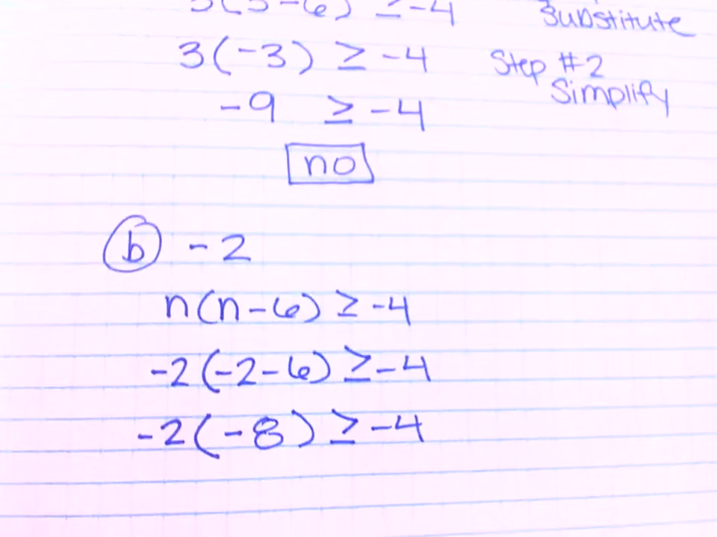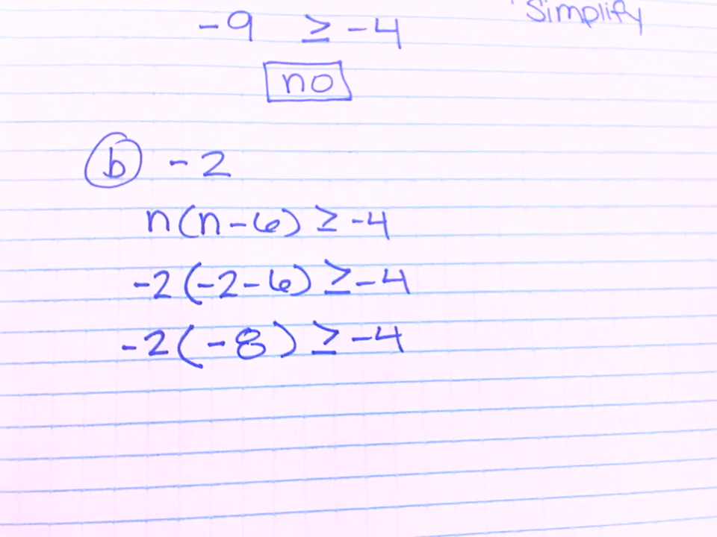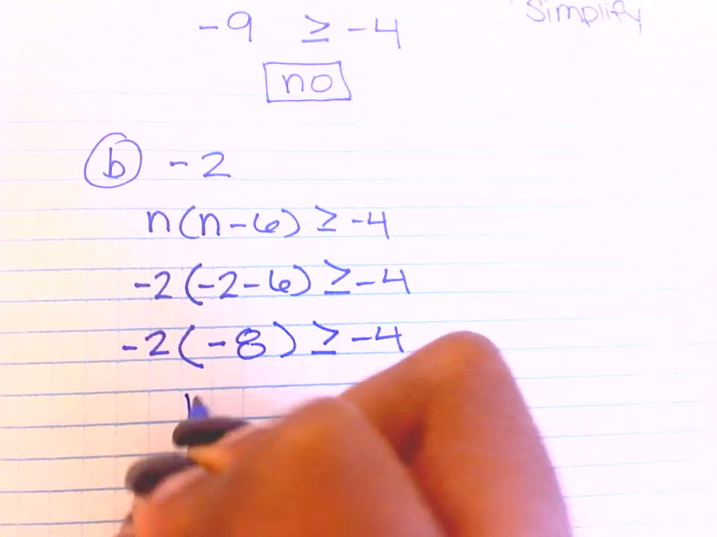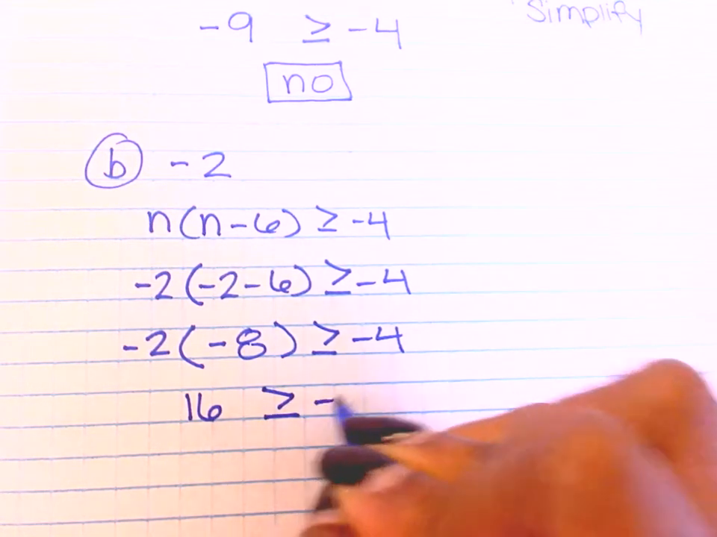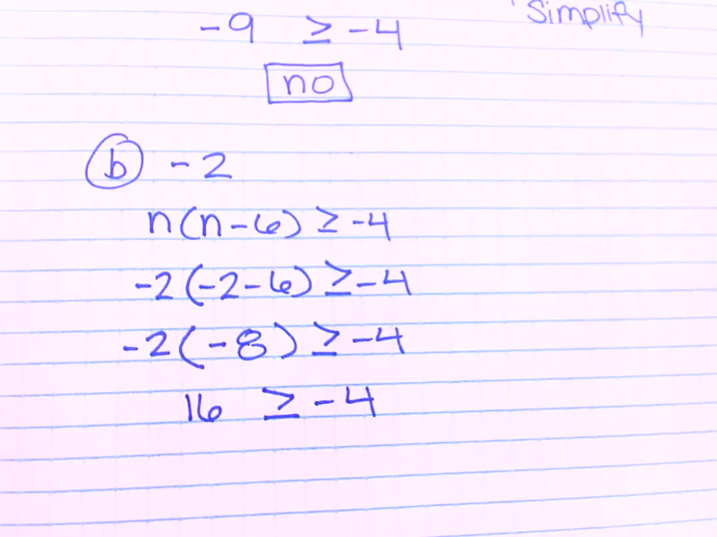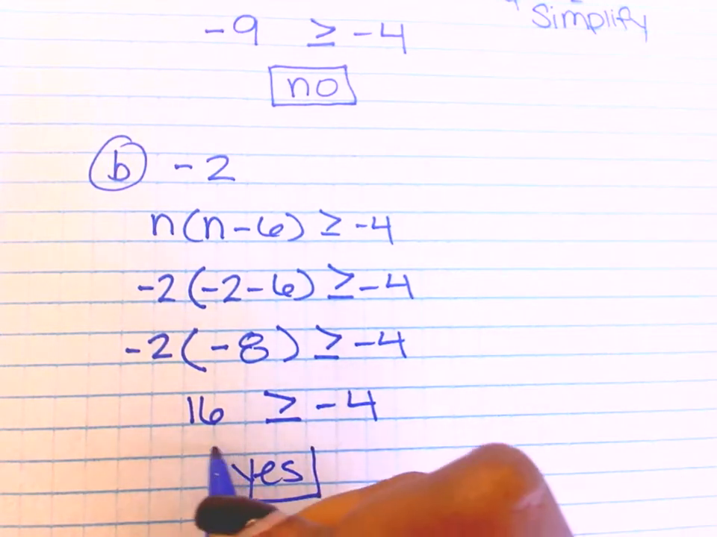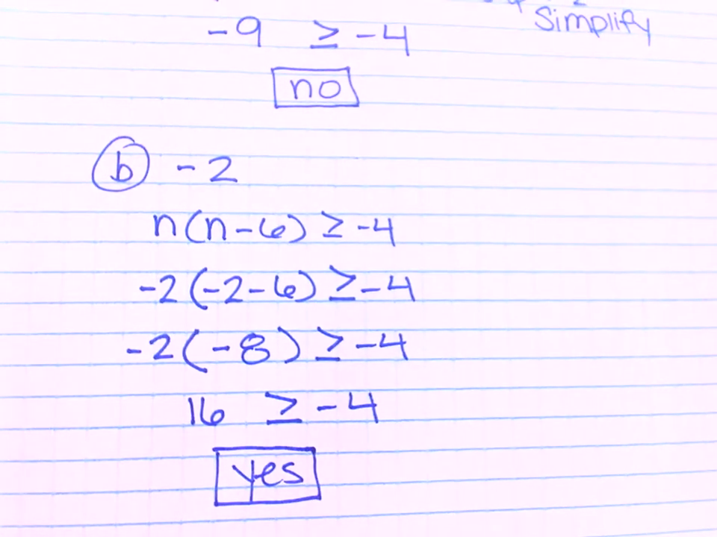So I'm taking each step down. Now I'm multiplying. Negative 2 times negative 8 is positive, since a negative times a negative is a positive, 16 is greater than or equal to negative 4. Now I think to myself, is 16 greater than or equal to negative 4? Is it greater than? Yes. So the answer is yes. It's greater than or equal to. So again, we plugged it in by substituting, simplified, and came up with either yes or no. Is it greater than or equal to? One or the other. It's not greater than and equal to, so don't get that confused.